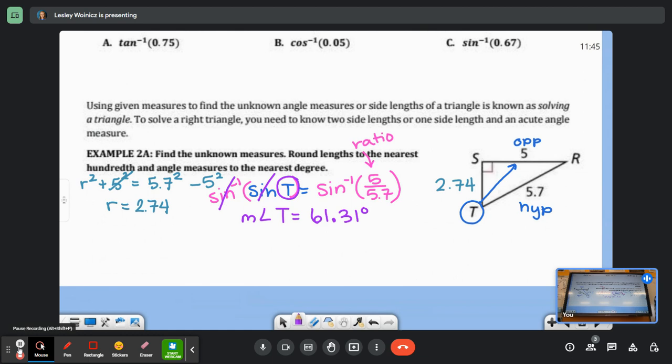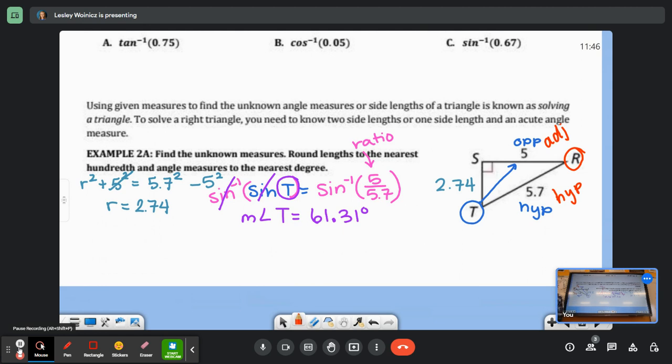Now we can either subtract the 90 and the 61.31 from 180 to find the last one, or we can say, okay, well, for angle R, this would be the adjacent and the hypotenuse. I'm just saying that you could do it either way. Do you want to practice it with the cosine, or do you just want to subtract them from 180?